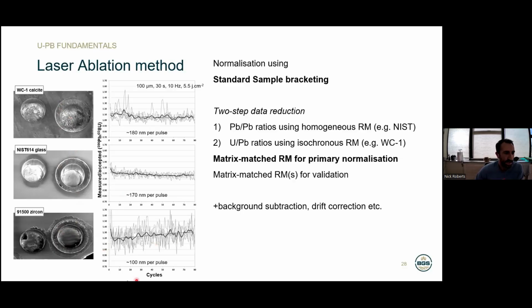And if you look at the plots, these are just through time. It's the cycles in the mass spec on the x-axis and the measured uranium ratio versus the accepted ratio on the y-axis. We can see the zircon has an upward slope, and the carbonate and the glass have a slightly downward slope. So each of these minerals is drilling and uranium is fractionating. So to get accurate carbonate data, we tend to use a carbonate to normalize the session.